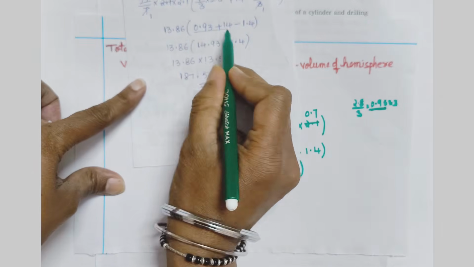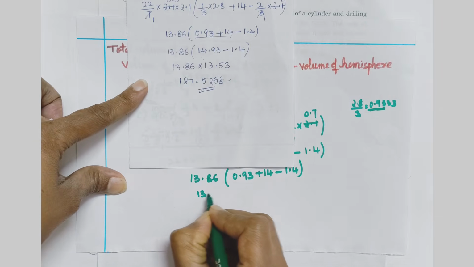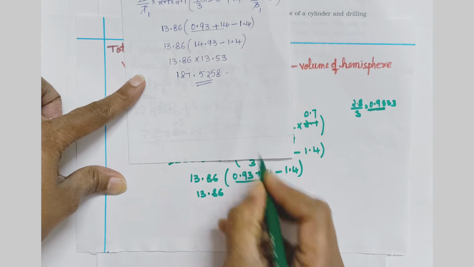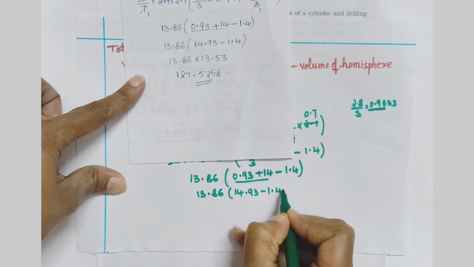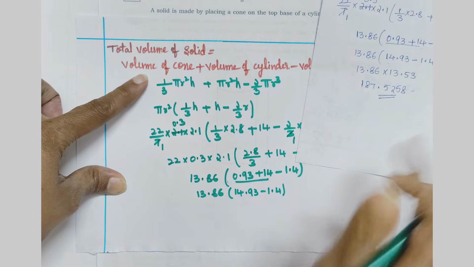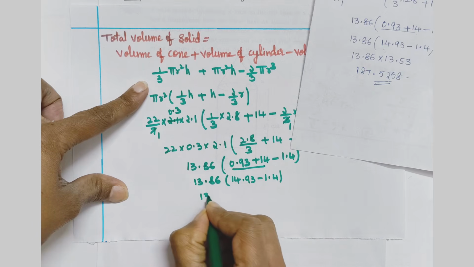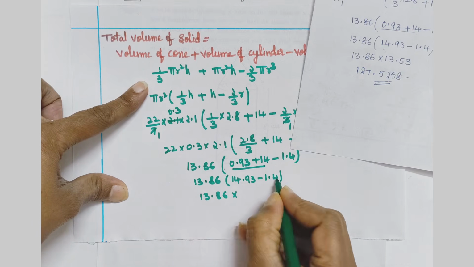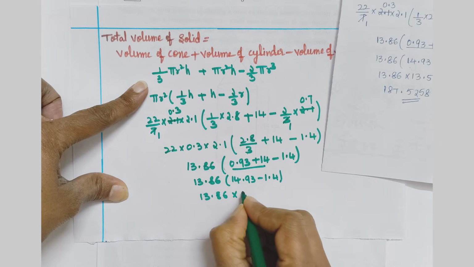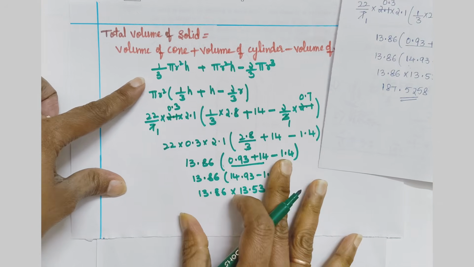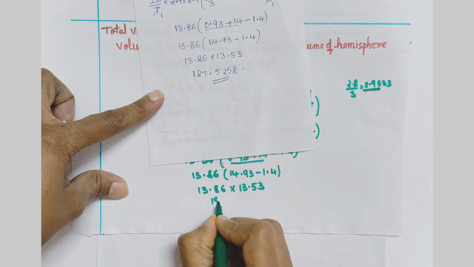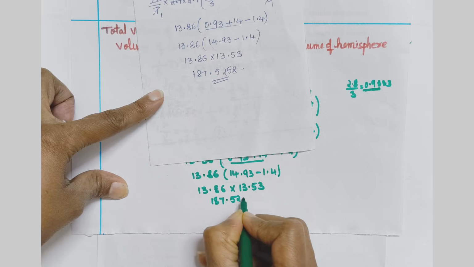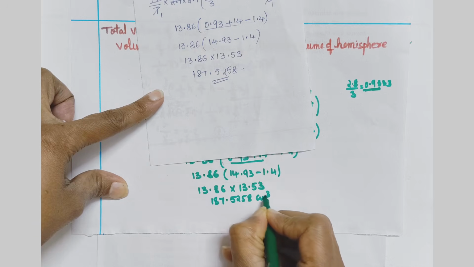Now see here, this 2 added means you will get 14.93. 13.86. This 2 added gives 14.93 minus 1.4. Now finally, 13.86 into this 2 minus means you will get 13.53. More calculations are there, the video will be lengthy. So now our final answer is 187.5258 centimeter cube. It is a volume.